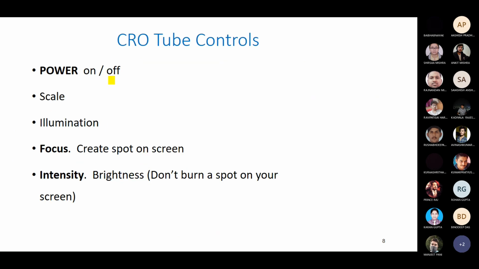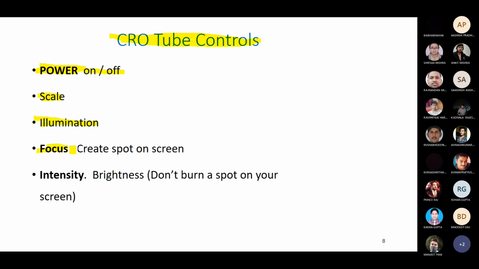So, the most important functions of the CRT tube control. What are the most important functions? One is the power button, which you can turn on or off. On scale, what scales are there? You can fix up the scale unit. Illumination is important. Basically, a light will be there at the backside, otherwise you are not able to see that electron beam. So illumination of the oscilloscope is very important.